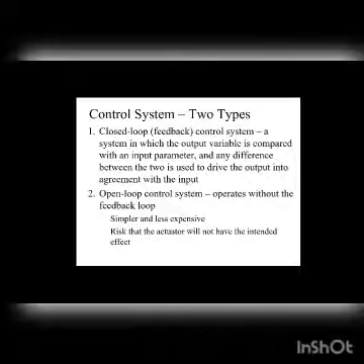In an open loop control system, it operates without the feedback loop. It is simpler and less expensive. So, we do not know if the actuator has had the intended effect. Let us say the motor has to move for 60 centimeter. We cannot check in an open loop control system whether the motor has actually moved the work table to a distance of 60 centimeter. But in a closed loop system, we will be able to identify whether the operation has been performed or not. But an open loop control system is simpler.